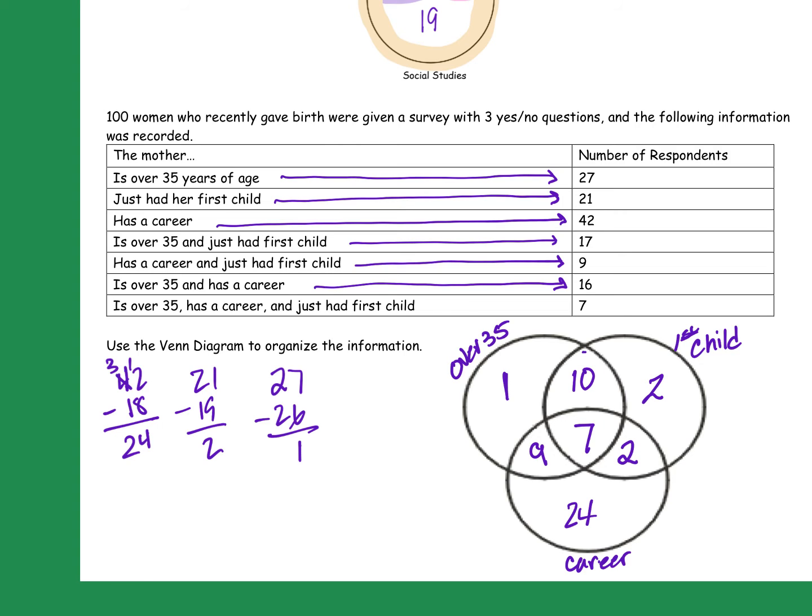And then we're just going to add all that together and see what we get. I would like the ones in the middle. Like you're going to add 7 plus 2 plus 9 plus 8. Yep, I'm going to add everything together.